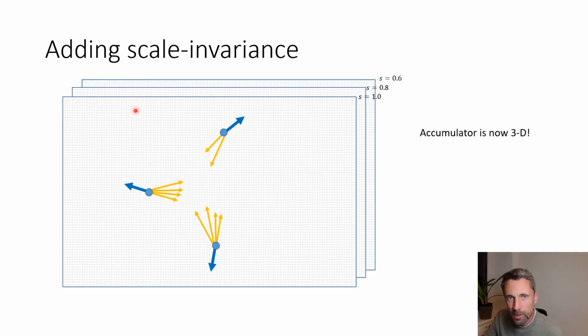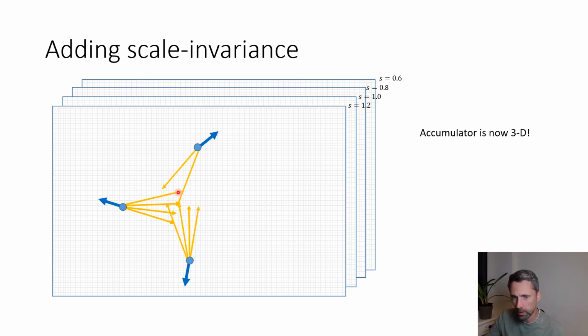So that basically means for us, we do have another accumulator dimension, which used to be 2-dimensional for x and y, and now we have the 3rd dimension for the scale, right? So, for example, for one scale level, those vectors are that long, and then for the next scale level, those vectors are scaled. Okay?